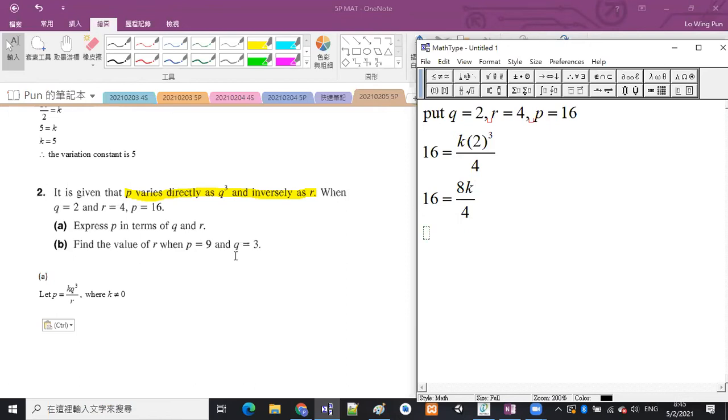Or you may multiply the 4 to the left-hand side. Okay, 16 times 4 is equal to 8k. And then 64 is equal to 8k. And divide the 8 to the left-hand side. And you'll find that k is equal to 8.